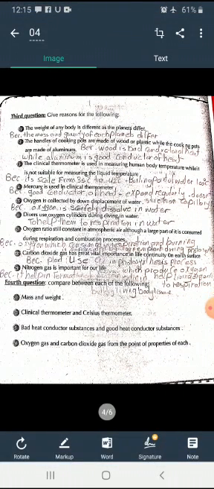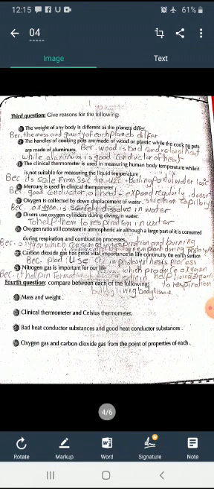Number 4, why mercury is used in making a clinical thermometer? Because mercury is good conductor of heat, expand regularly, doesn't stick on capillary tube, it give wide range to measuring temperature as it remain liquid between minus 39 to 357. Number 5, why oxygen is collected by downward displacement of water? Because oxygen is scarcely dissolved in water.